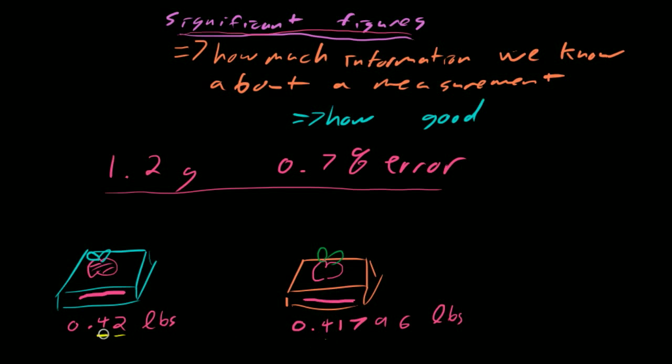At the supermarket, we only got 2 significant figures out of the scale. From this really nice $10,000 scale at our laboratory, we got 1, 2, 3, 4, 5 significant figures. So we got 5 different significant figures that could be any digit from a 0 up to a 9 that are telling us information about how much this apple weighs.